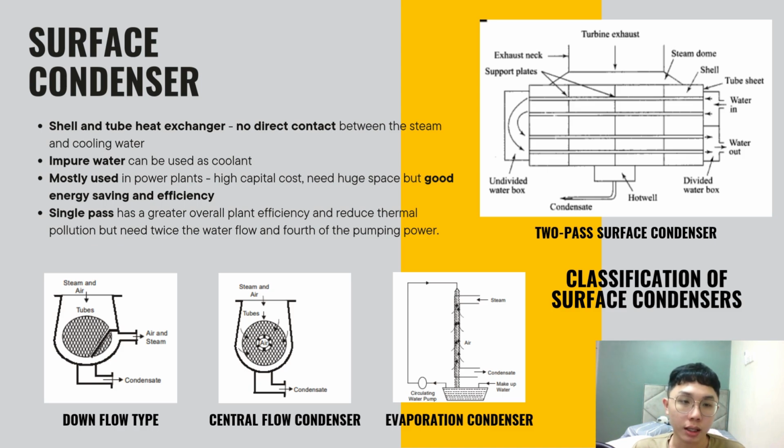As mentioned, there are some classifications of surface condenser. The first one is the downflow type, in which the steam enters at the top and flows downwards. The water flows through the tubes in one direction in the lower half and comes out in the opposite direction in the upper half. The second one is the central flow condenser.